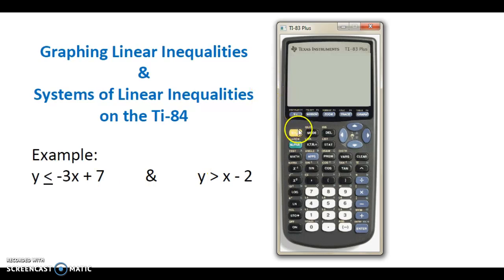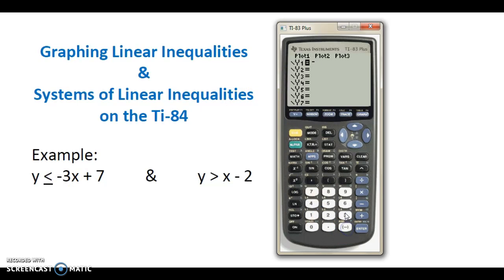So before I graph anything, I want to clear my calculator: second, plus, 7, 1, 2. That way, if anything is in my list, or if any of the plots are turned on, or there's anything in my y1, y2, it clears those out for me. So we're going to hit the Y equals button, and we have all these options. We're going to go to y1, and again, we can't put the inequality symbol in there, so we have to graph the inequality as an equation.